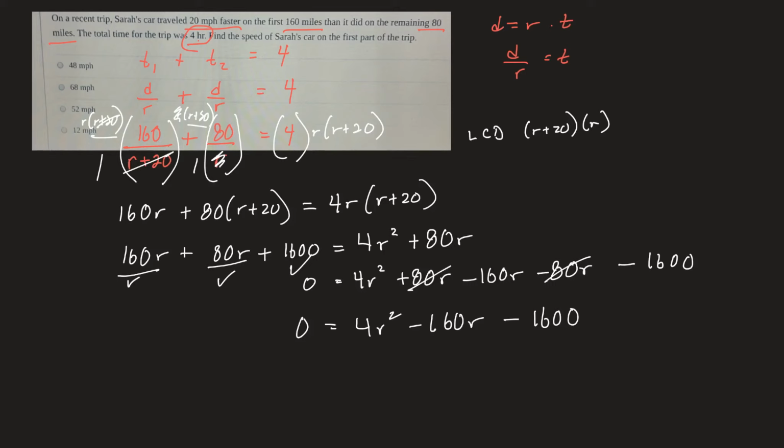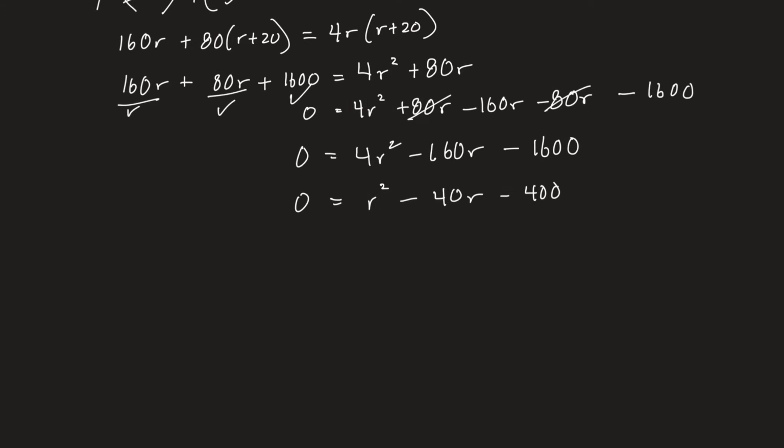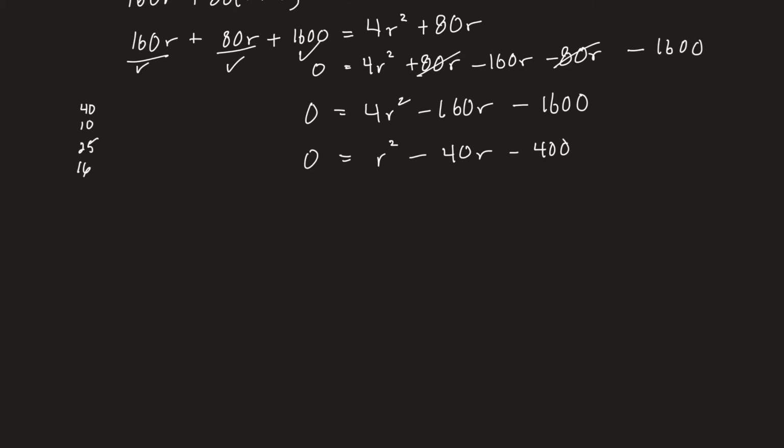Every term is divisible by 4. So 0 divided by 4 is 0, this divided by 4 is R squared, and this would be minus 40R minus 400, I think. Okay, now factoring. I'm not sure about this one. Let me pause to try and factor it. Okay, I gave it a shot, but I don't think you can factor that, unless I've done something incorrect, which is totally possible, but I can't seem to factor that.